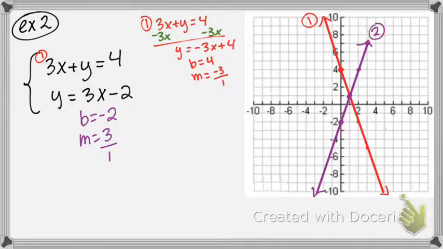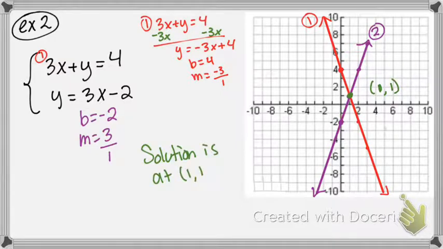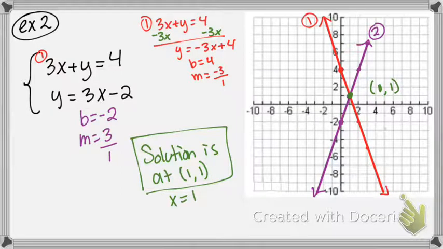Remember, we're not just graphing them, we're seeing where they intersect, where they cross. They cross right here at 1, 1. So our solution is at 1, 1. That means x equals 1 and y equals 1.